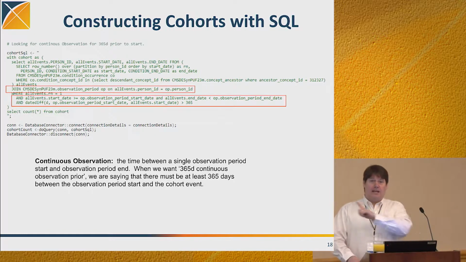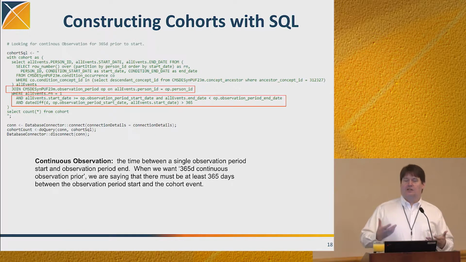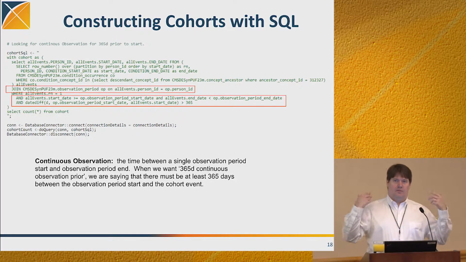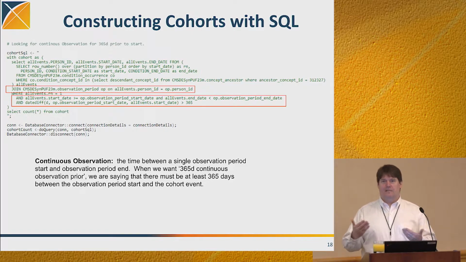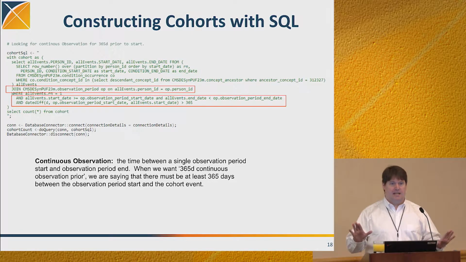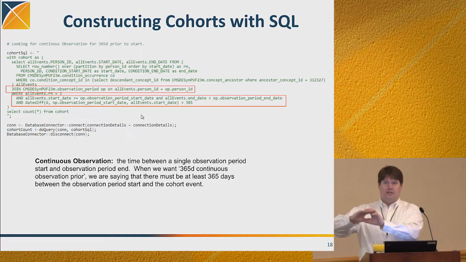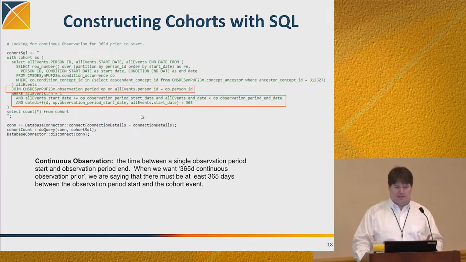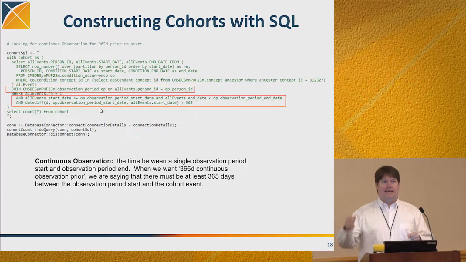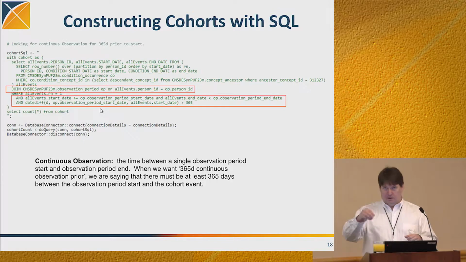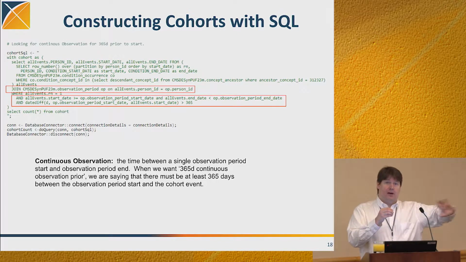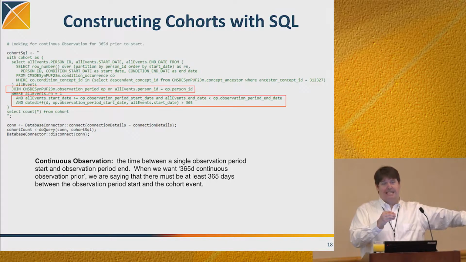So, getting back to the SQL, the query suddenly got a little bit more complicated when I wanted to introduce the idea of continuous observation. I had to add a join to the observation period table for the person, and I had to make sure that the event for this person, for the AMI, had the required amount of prior observation that existed.